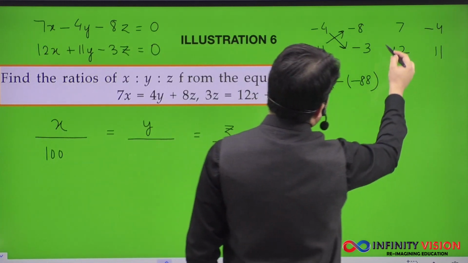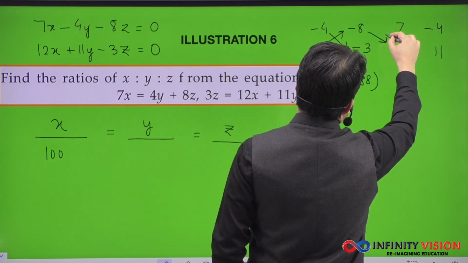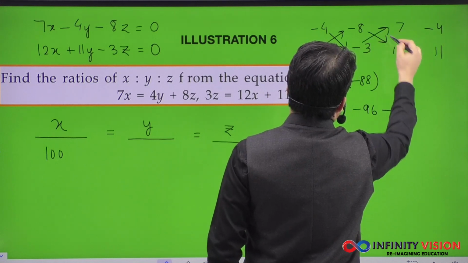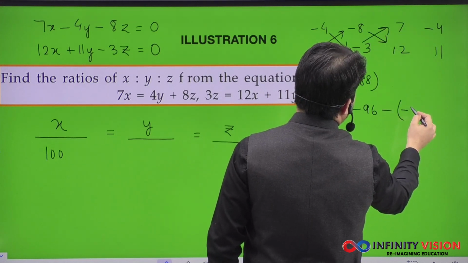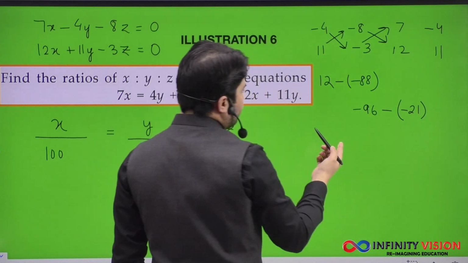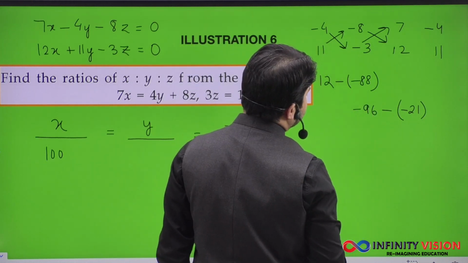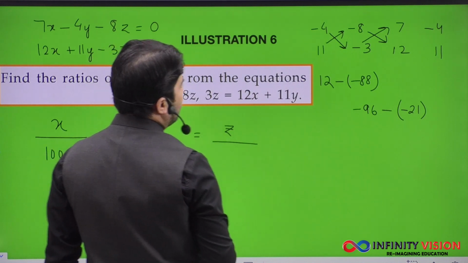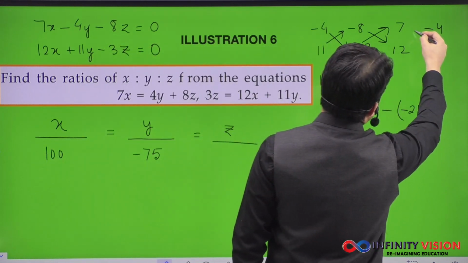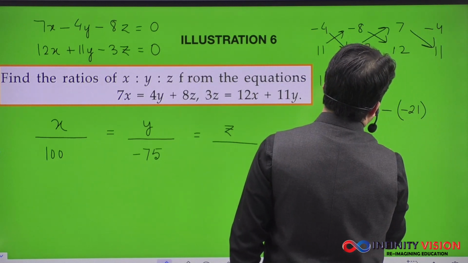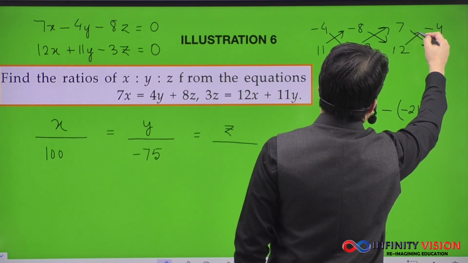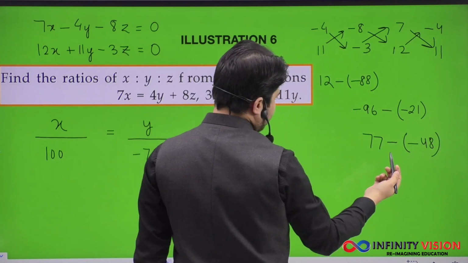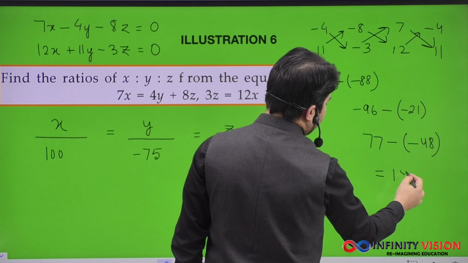For y, I am going to write minus 8 into 12, that is minus 96, and then minus 3 into 7, that is minus 21. So that will make it 21 minus 96, that is minus 75. And for z, I got 7 into 11, that is 77, and 12 into minus 4, that is minus 48. So that makes it 77, 125.